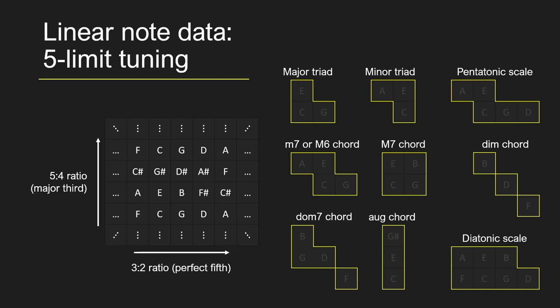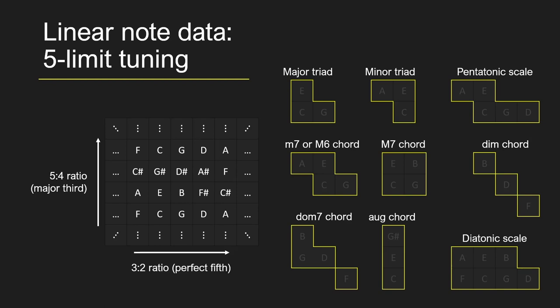The power of 2 in the denominator, the 4 in the 5 to 4 and the 2 in 3 to 2, we can ignore for now. We only worry about the factor of 5 in the numerator and the 3 in the numerator. So now what you do is you construct your favorite chords or scales using these intervals. From this tonnetz, you find the notes for those chords or scales by moving up or down by perfect fifths on the x-axis, or up or down by major thirds on the y-axis.